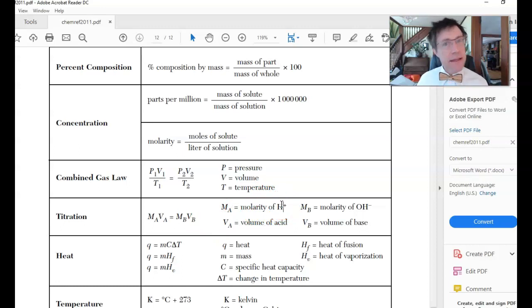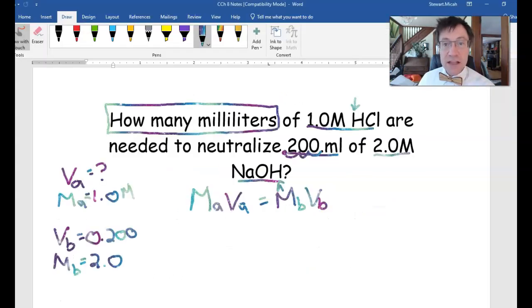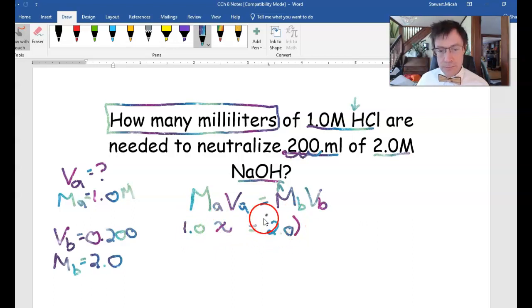of the hydrogen ion. It does not say molarity of the acid. It does not say molarity of the base. It's saying molarity of the hydrogen ion. Same with over here, molarity of the hydroxide ion, because those are the things doing the stuff. And so that's the stuff we care about. So it's going to be a simple plug and chug here. It's going to be 1.0 times X is going to equal 2.0 times 0.2.